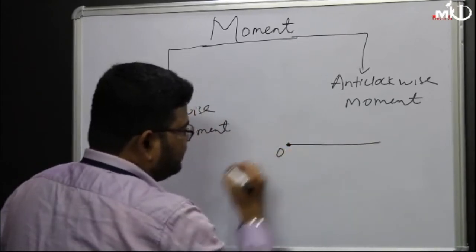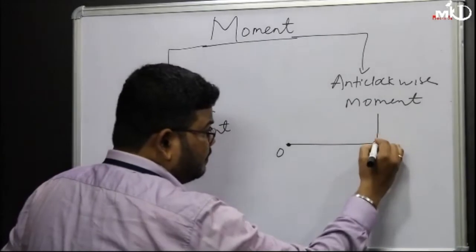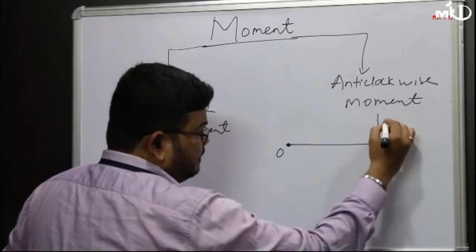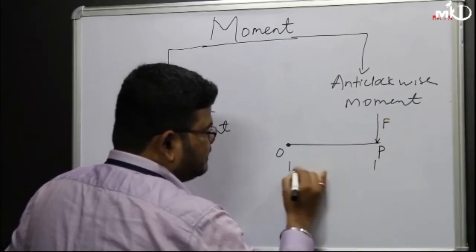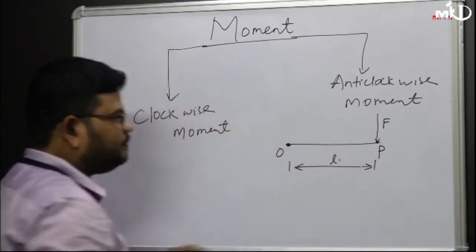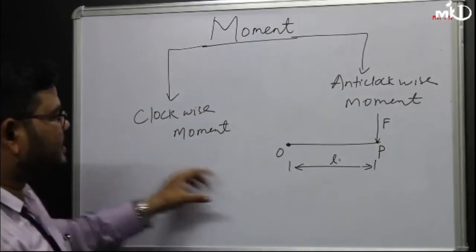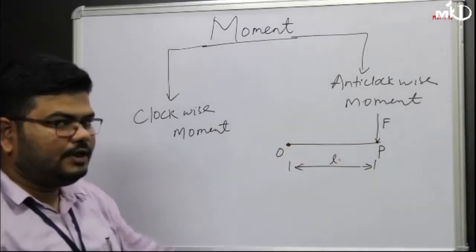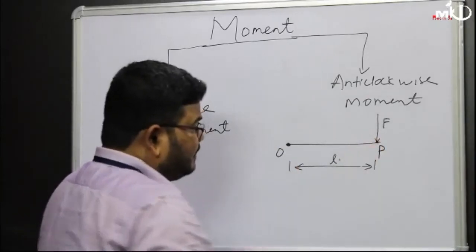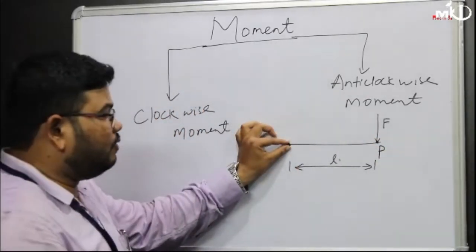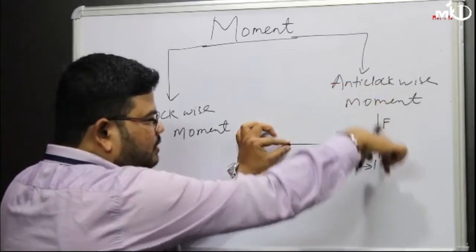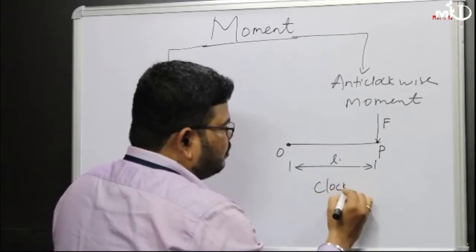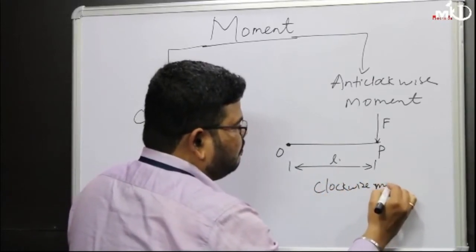Now I am drawing the same figure. The point is O about which we are required to find the moment of a body, where the force is applied at a point P and the distance between them is L. Now, clockwise moment means the force is applied such that the body is able to move about point O in a clockwise direction. So, here we can see that if I hinge the body at point O, and force is applied at this end, this body will rotate in a clockwise direction. So, this is an example of clockwise moment.